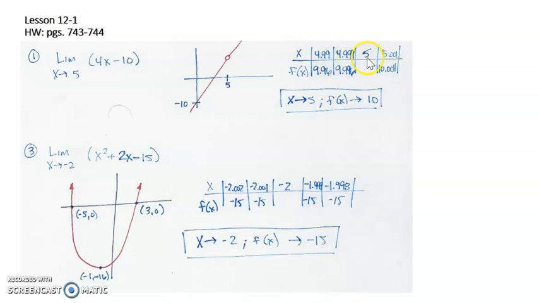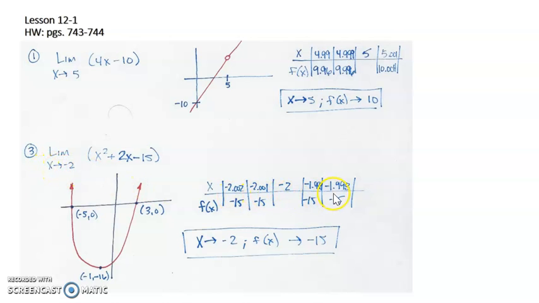So as we approach 5 from the left and from the right, what we see is that it's approaching 10. So the answer to this one is, as x approaches 5, f of x approaches 10. Same thing for 3. You can graph this manually. I'm not sure why you'd want to do that. I would just punch that into your calculator. And we're looking for what happens as x approaches negative 2.